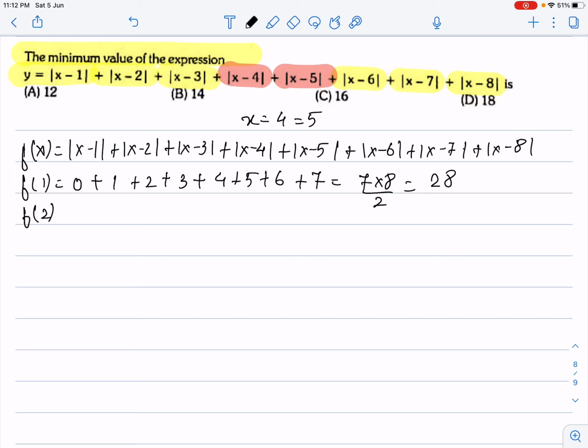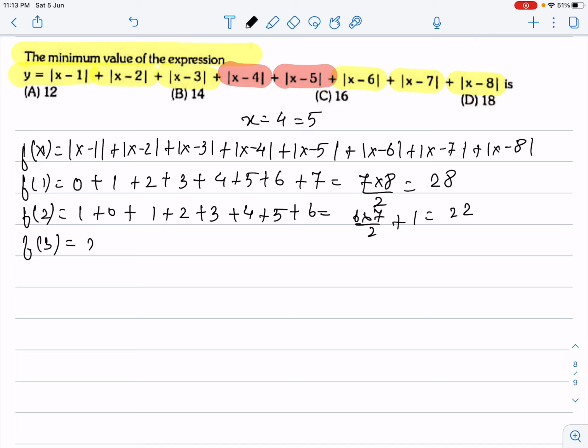When f of 2 I'll be computing, that will be becoming 1 plus 0 plus 1 plus 2 plus 3 plus 4 plus 5 plus 6. That will be becoming 6 multiplied by 7 by 2 plus 1, that is 22. When f of 3 I'll be computing, that will be becoming 2 plus 1 plus 0 plus 1 plus 2 plus 3 plus 4 plus 5. So that will be becoming 5 into 6 by 2 plus 3, that is 18.